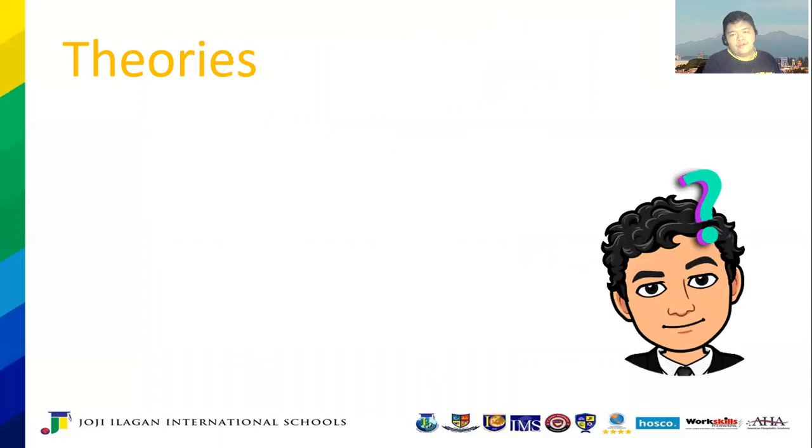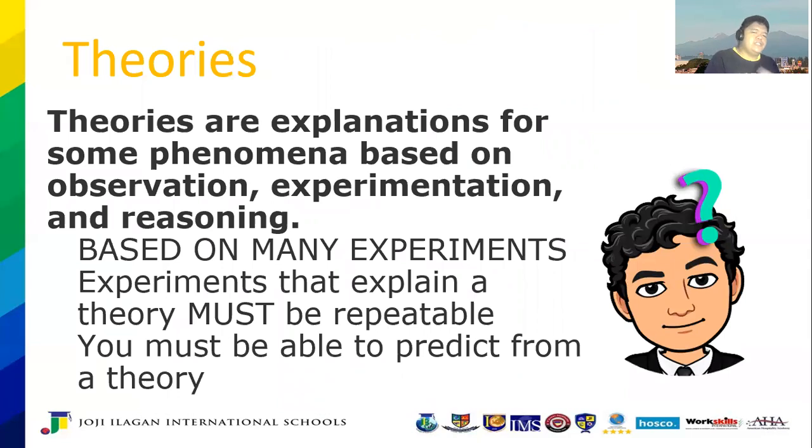So let's conclude our discussion in this video with some definitions when it comes to science, some defining words. There are terms called theories and laws, then pure science versus technology. So, what are theories? These are explanations for some phenomena based on observation, experimentation, or reasoning. Based on the many experiments being done, experiments that explain a theory must be repeatable. You may be able to predict through this theory that you proposed.